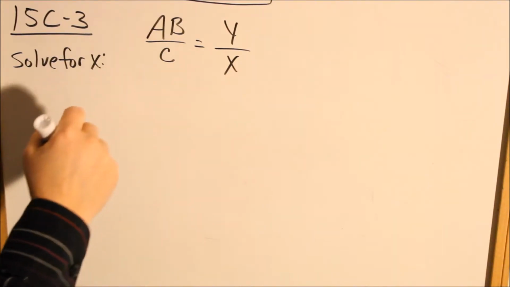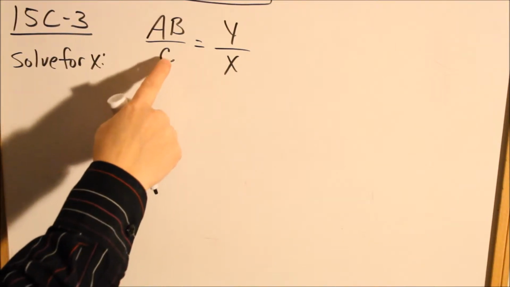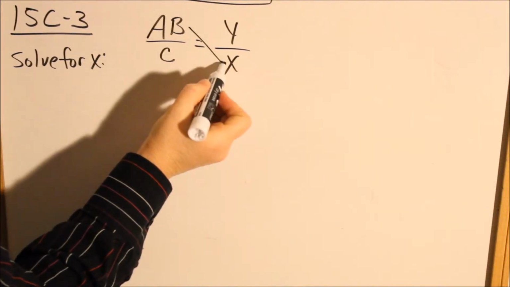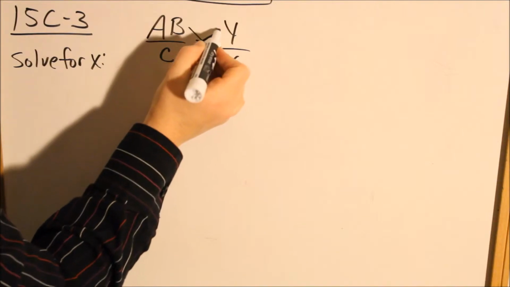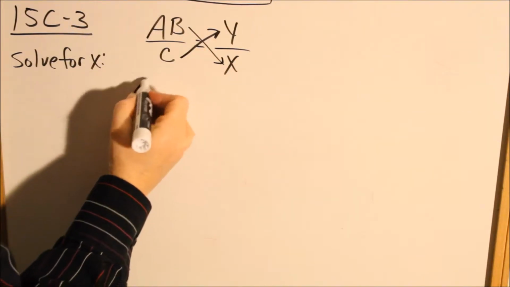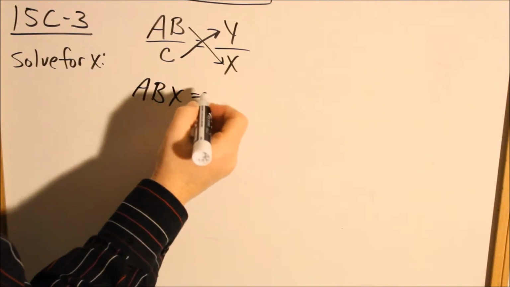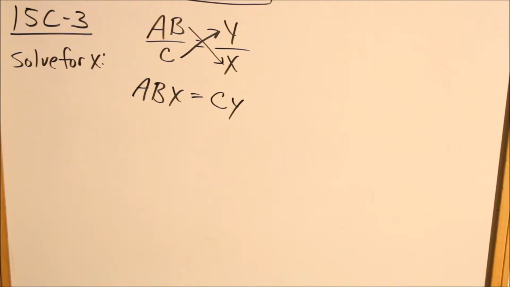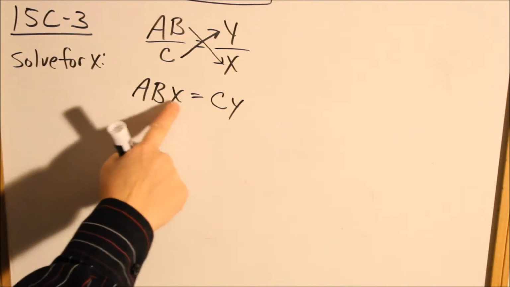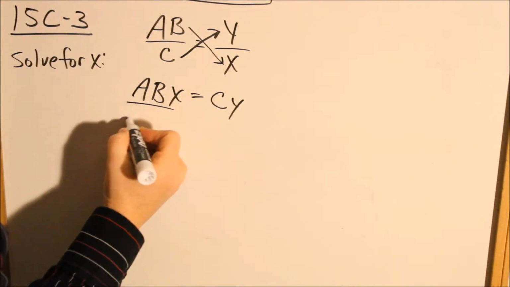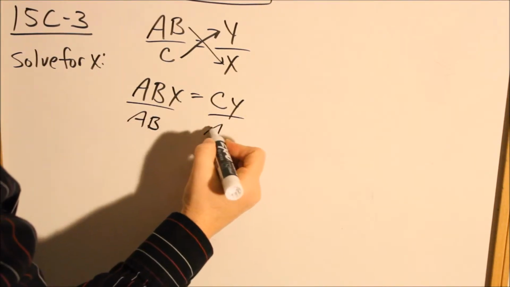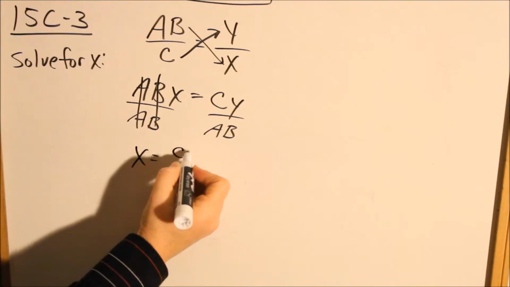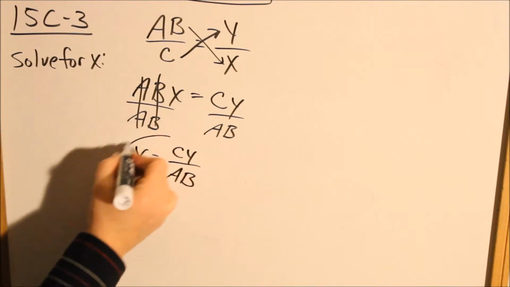Okay? So I usually would cross multiply, but you can only cross multiply when you have one fraction set equal to one fraction. And when you cross multiply, you're doing this times this equals this times this. So first you're doing AB times X, and this means A times B times X, set equal to C times Y. And remember, we're solving for X, so it means we want to get rid of AB. This is being multiplied, so we need to do the exact opposite, which is divide. If you divide that side by AB, you have to divide this side by AB. Those cancel, and you're just left with X equals CY over AB.